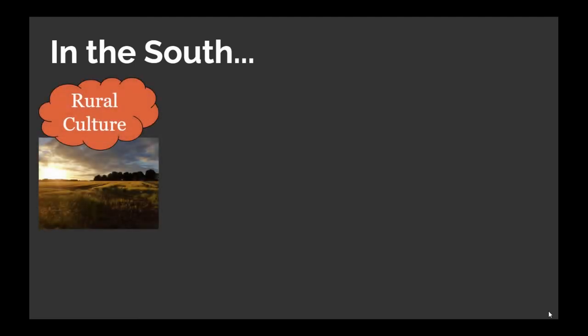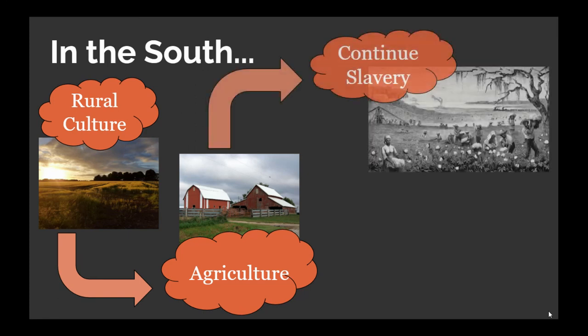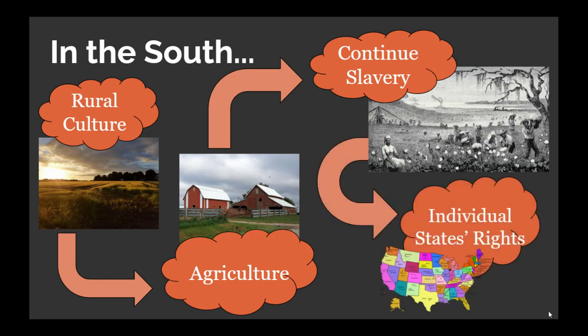However, in the South, remember they have a rural culture, lots of farmland, lots of countryside, and as a result, they make money through agriculture, through farming. They farm on small farms, medium farms, and very large plantations, where they have the institution of slavery to farm on these plantations. As a result, they would like individual states' rights. They want each state to make whatever laws are best for that state, and that includes laws on slavery.